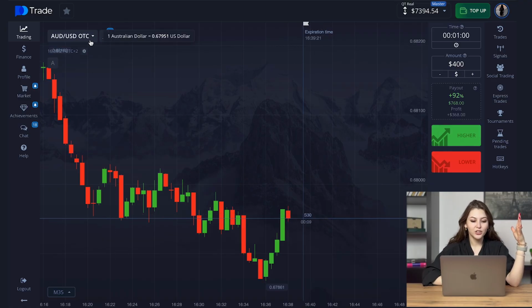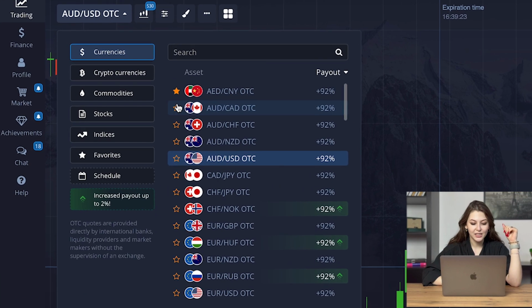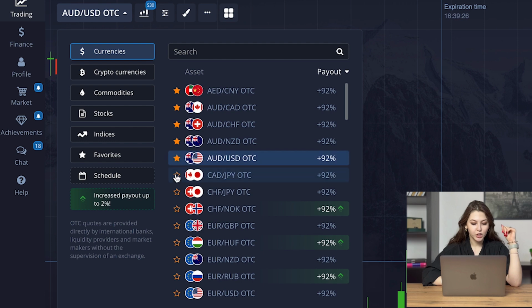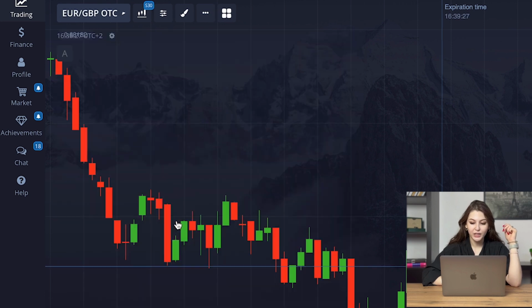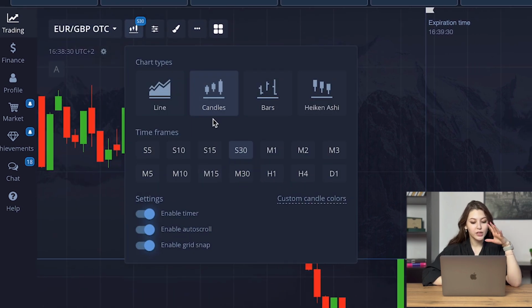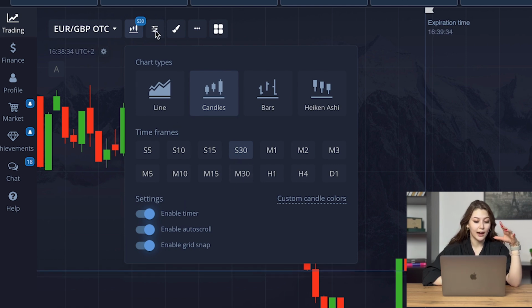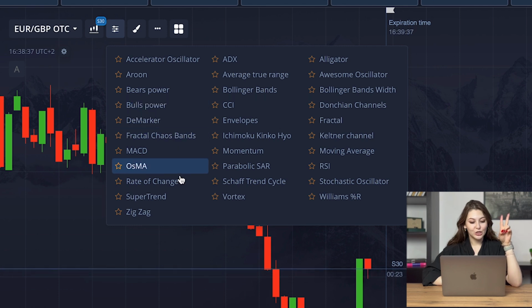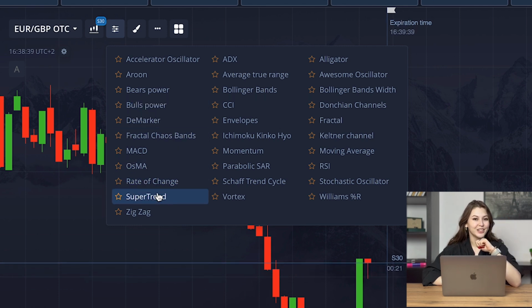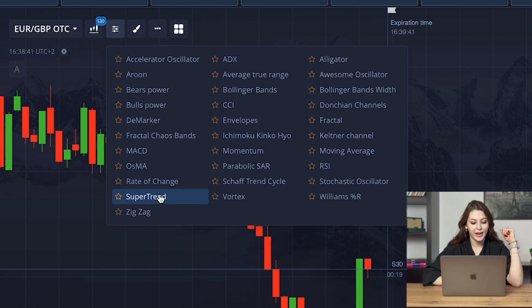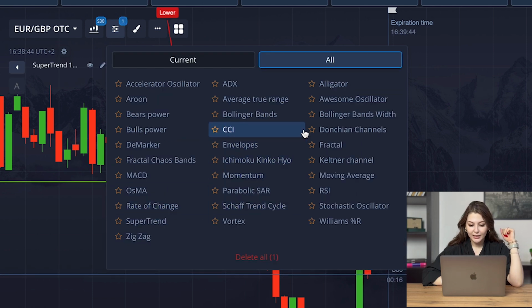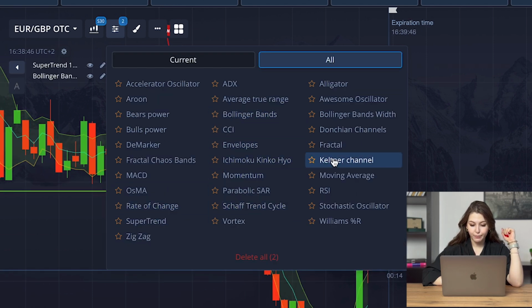So we're gonna start as usual with choosing the assets with the biggest payout, as many as possible to fit in our screen. After that we're gonna use the candles for 30 seconds and enable all the timers that we have. Then we're gonna use two indicators, and here is where the interesting part comes in. The super trend, and the second one is the Bollinger Bands, and we are ready to go.